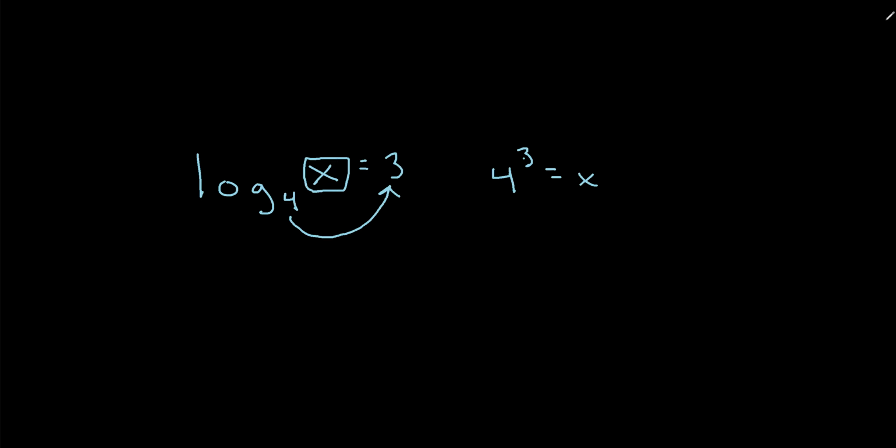Well, what is 4 to the 3rd power? Well, that's 4 times 4 times 4. So 4 times 4 is 16. 16 times 4 is 64. So x is equal to 64.